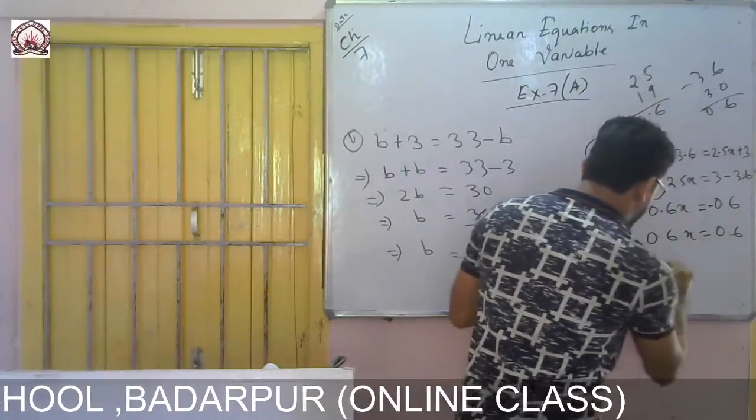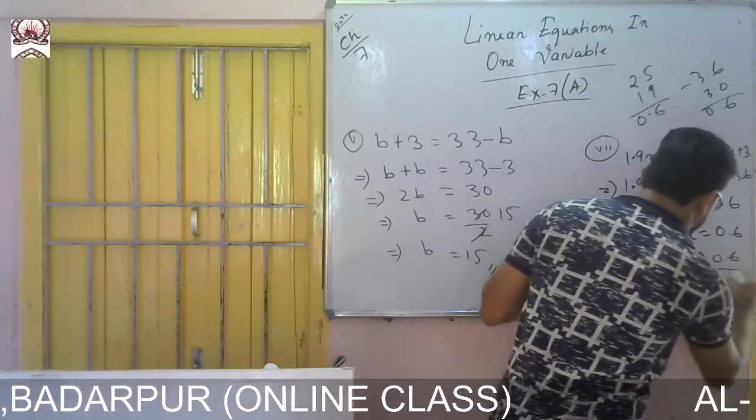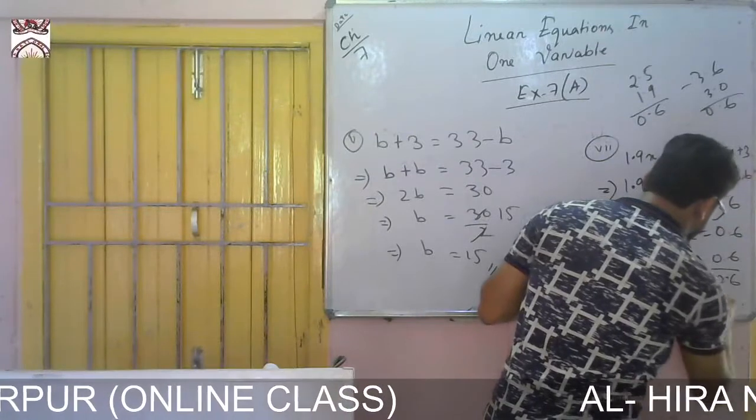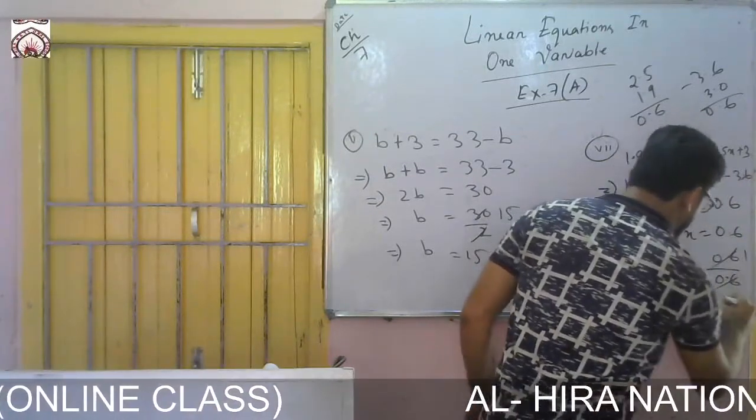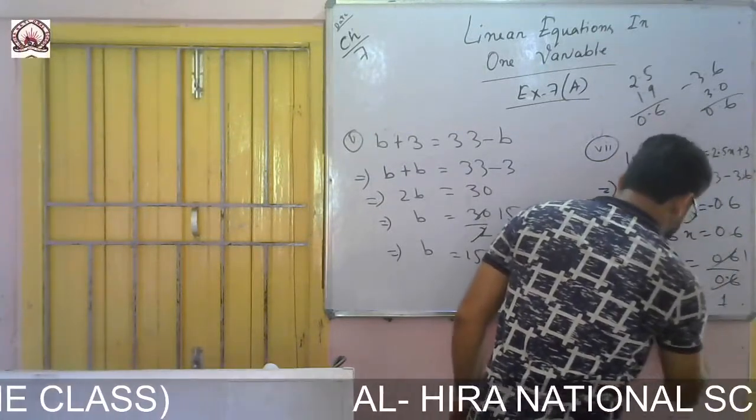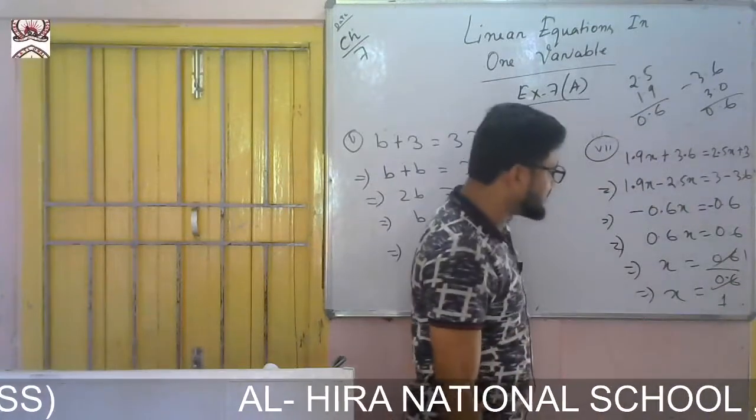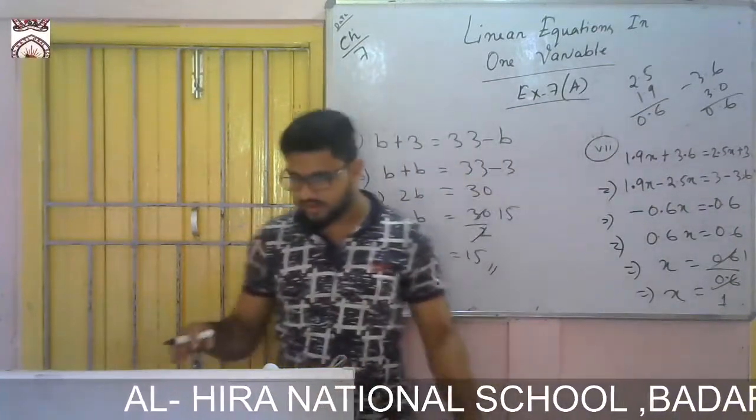Now x equals 0.6 by 0.6. So same, it will get cancelled. So the answer comes 1. So x equals 1. That is the answer.